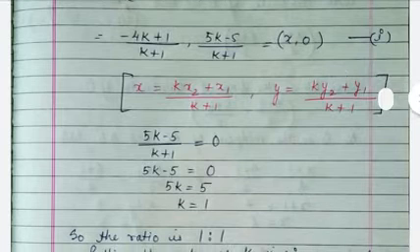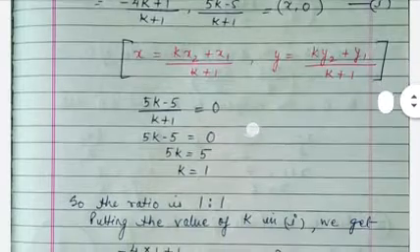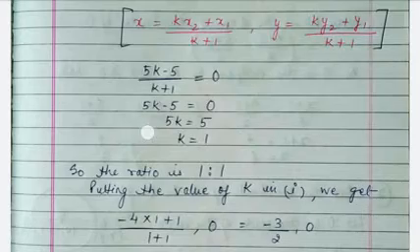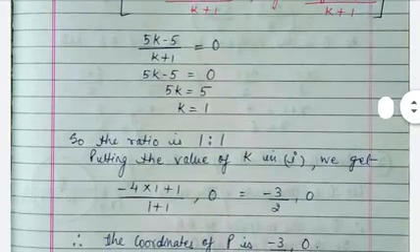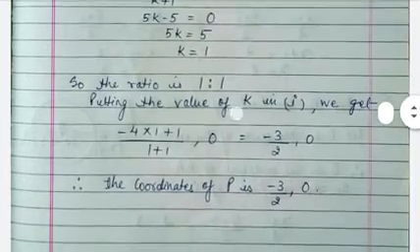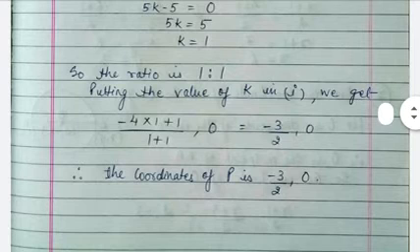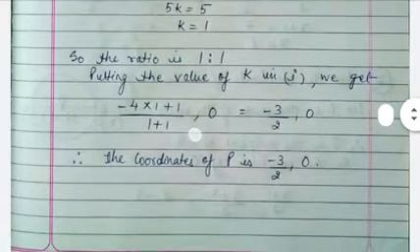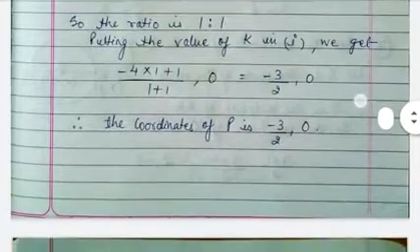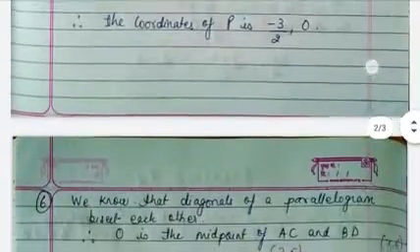So we have (5k - 5)/(k + 1) equals 0. (k + 1) is multiplied with 0, so the value here is 5k - 5 equals 0. 5k equals 5 and k equals 1. So the ratio is 1:1. By putting the value of k in equation 1, we have (-4 times 1 + 1)/(1 + 1), that is -3/2, 0. So the coordinates of point P are (-3/2, 0).